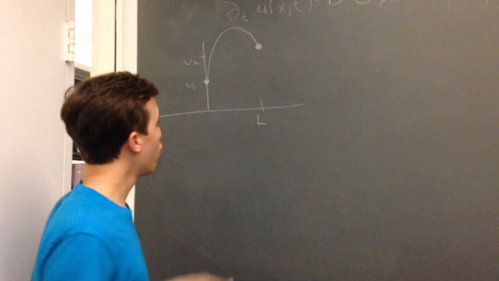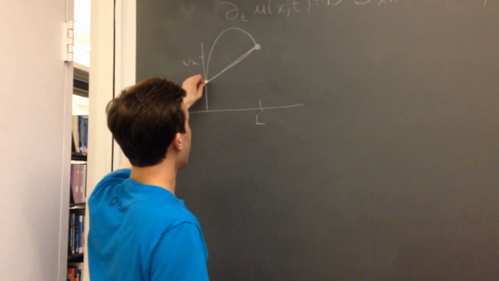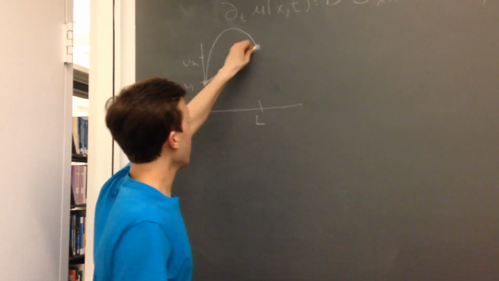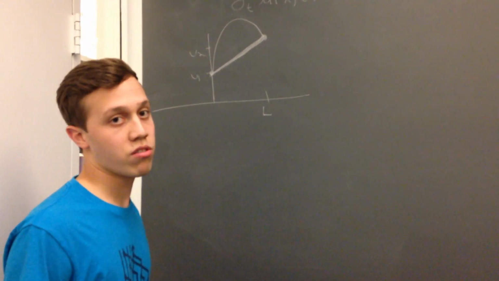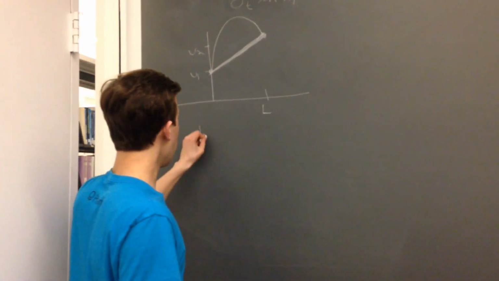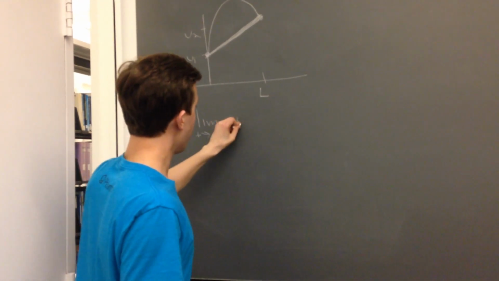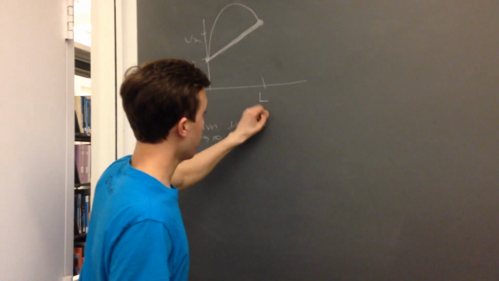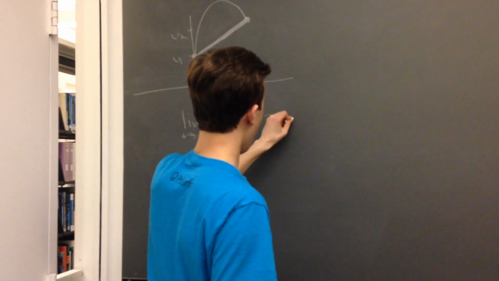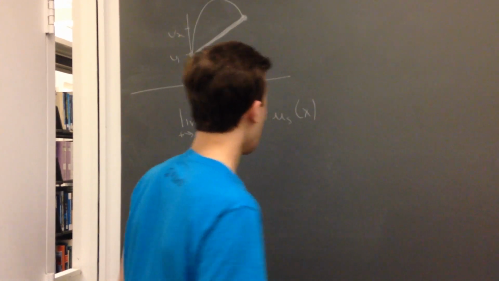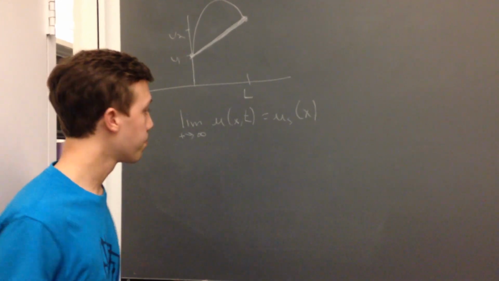But over time, because there's no flux between the boundaries, this function will degenerate to be linear connecting these 2 points. And this function will be time independent and will work for very large values of time. So we can say that the limit as time approaches infinity of U of x, t is equal to some time independent function. Let's call it U sub s. And this U sub s is only a function of x, not of t, because it's time independent.